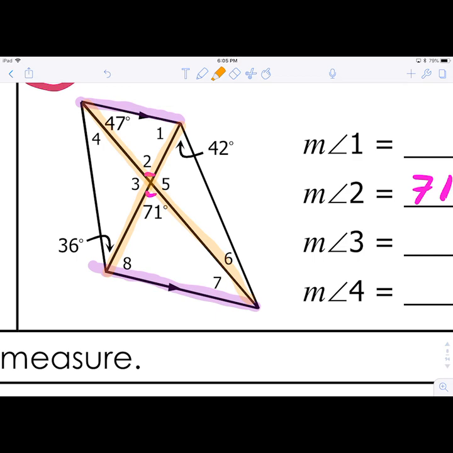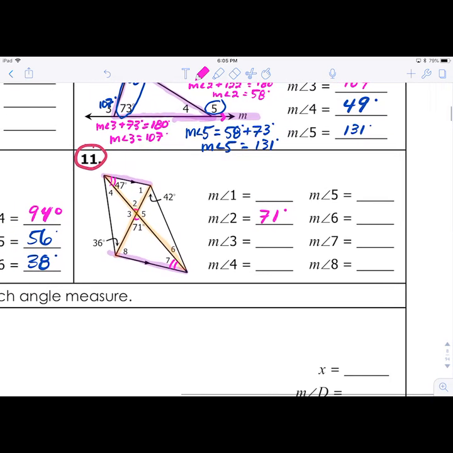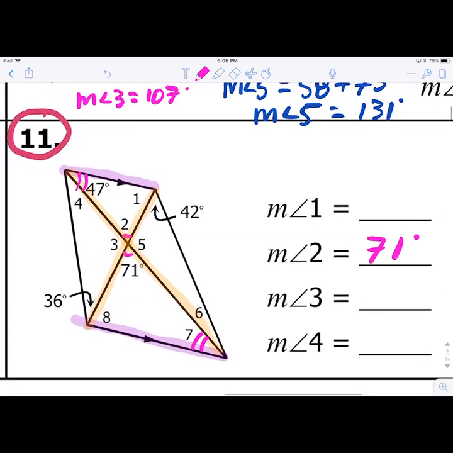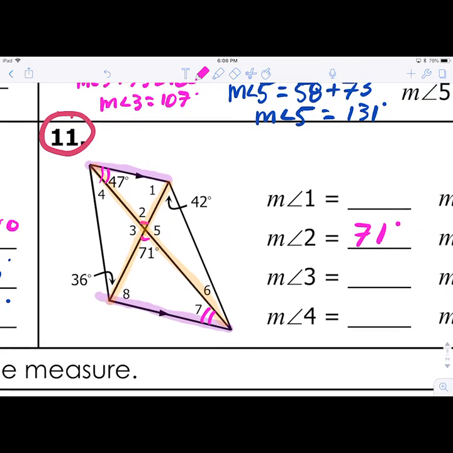So I already know some things. If this one right here is 47 degrees, then this one down here, which is angle 7, also needs to be 47 degrees. What else do I know? I also know that if this is 71 degrees right here, then the measure of angle 3 plus that 71 degrees is equal to 180.